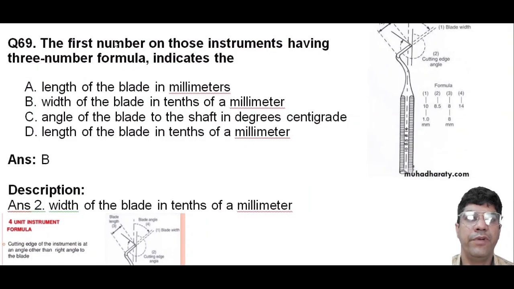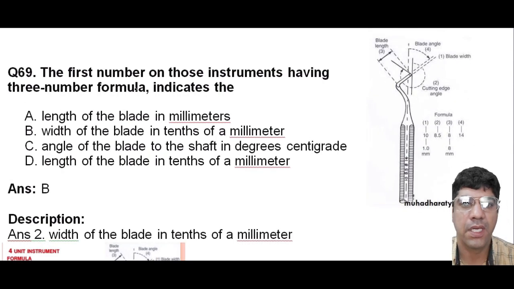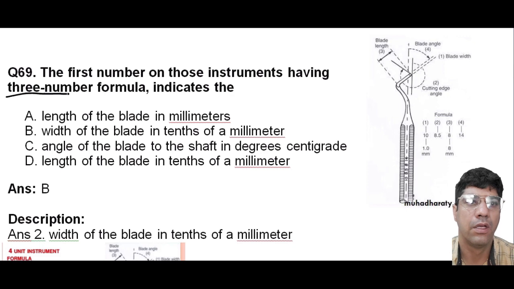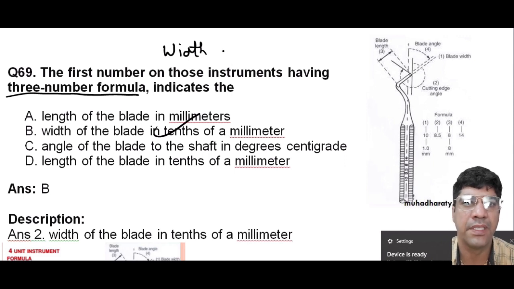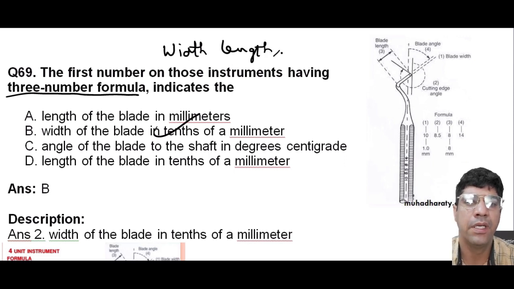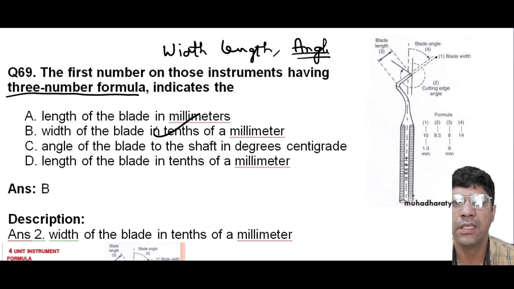the amalgam. Moving to the next question: the first number on those instruments having a 3 number formula is the width of blade in 1/10 of mm. So for a 3 number formula, the first number would represent the width of blade in 1/10 of mm, that's your answer. The second number would represent the length, and the third would represent the angle that is formed by the blade in centigrade. So the width, the length, and the angle.